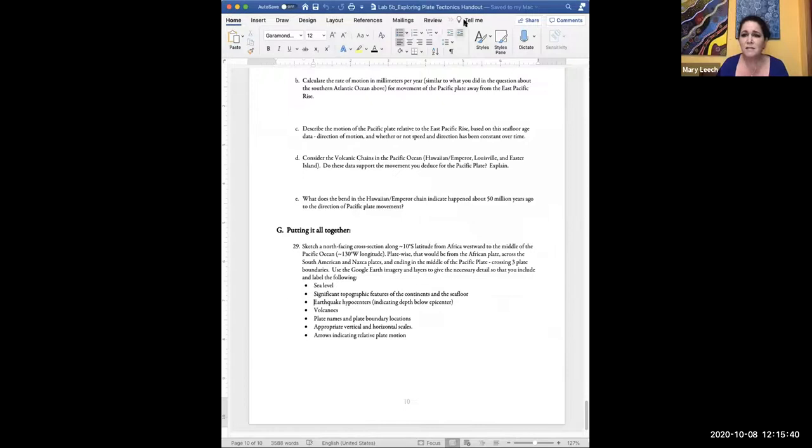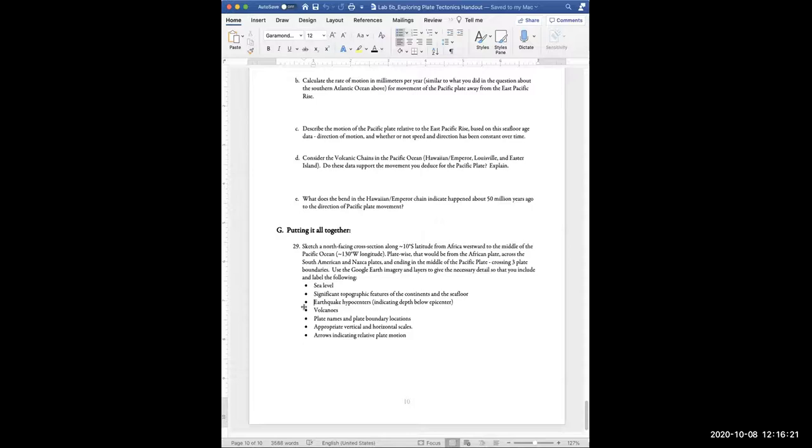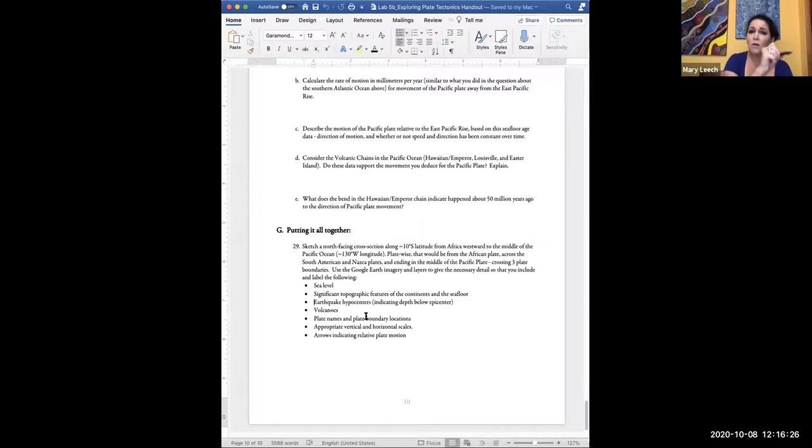On this list here, make sure that on your sketch, you show where sea level is. You could just draw a line or little waves across in blue, if you like. Show those topographic features: the ridges at the mid-ocean ridges, the volcanic arc, the subduction trench. Make sure you show the earthquake hypocenters along the subducting plate. Google Earth doesn't generate anything below the surface, so you're drawing this in beneath the surface. And you're going to mark the volcanoes, and then mark the different plate names and where the plate boundaries are. Show the arrows of the direction that the plates are moving.